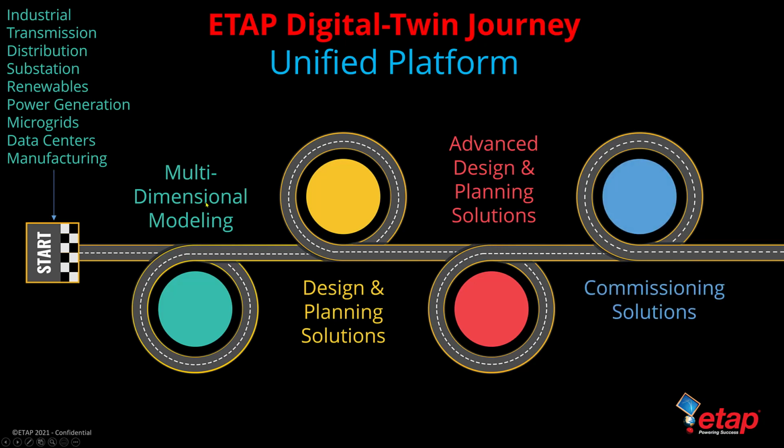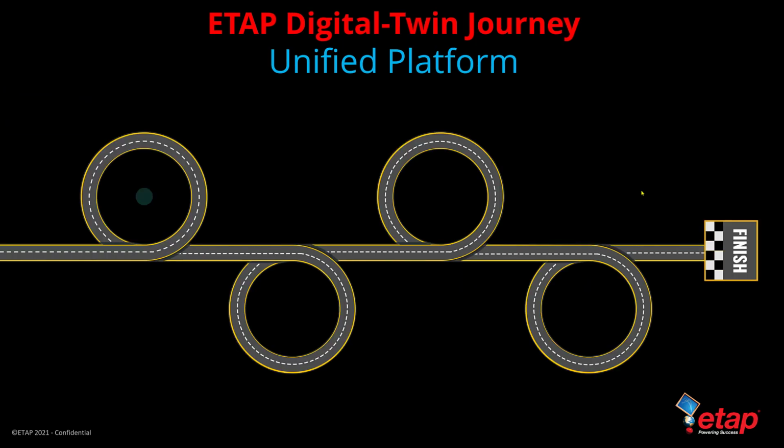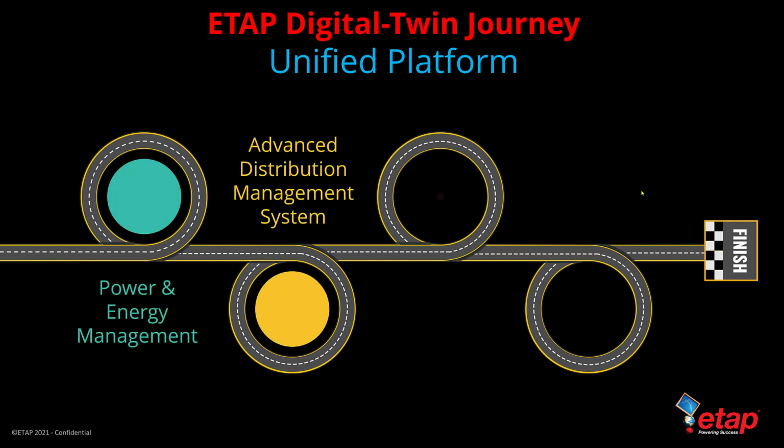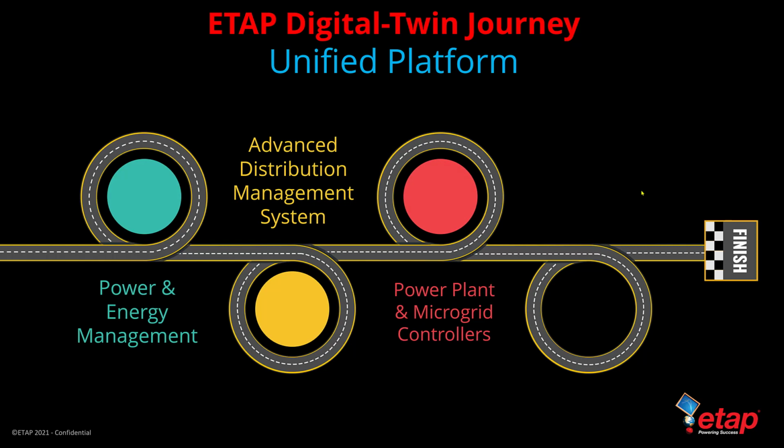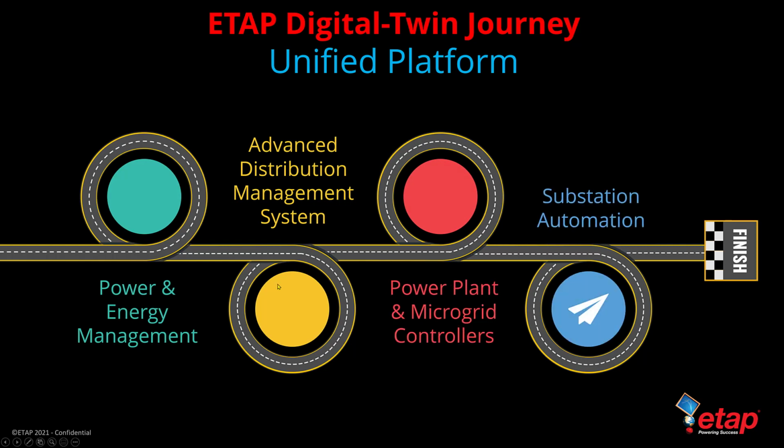And then we commission our system, where we have different solutions as well. Once the system is commissioned, we want to get into operations, and then we start engaging power and energy management systems, ADMS for distribution systems, PPCs or microgrid controllers for renewables, and substation automation for transmission, distribution, and substations in general. There are many different journeys that you can go through, but this is the basic foundational way of moving from design all the way into operations. Each segment may take you on a different journey, but the basic principle or the philosophy remains the same.